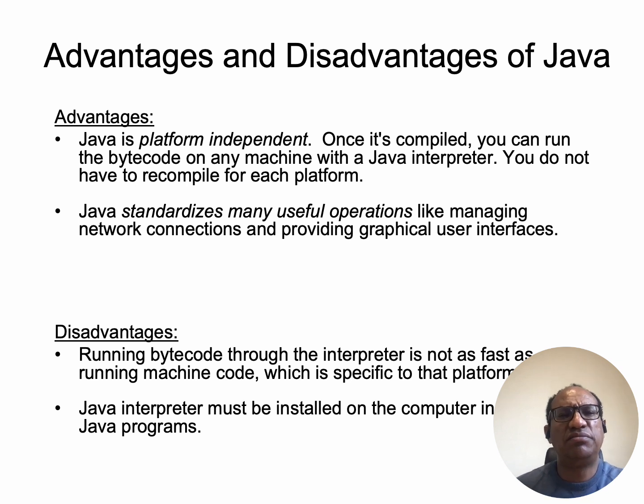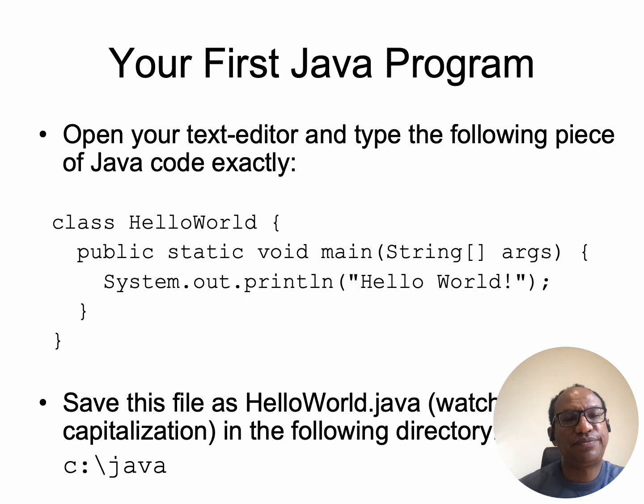Java has several advantages. It's platform independent. Write once, run everywhere. No need to recompile for different operating systems. Standardized libraries: built-in tools for networking, graphics, and more simplify development. However, Java also has some disadvantages. Running Java programs is slower than compiled machine code because the Java interpreter translates bytecode at runtime. The other is that the Java interpreter must be installed for Java programs to run.